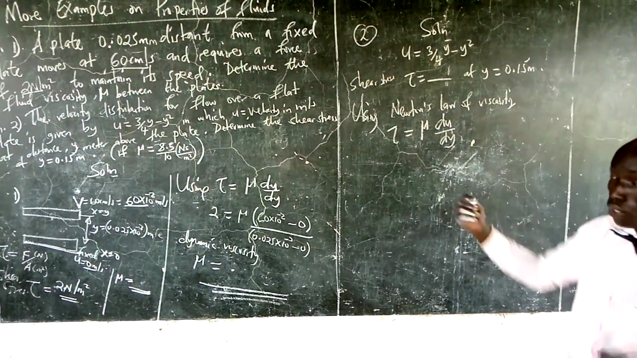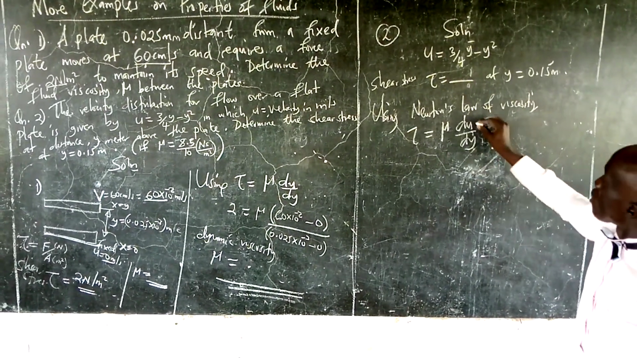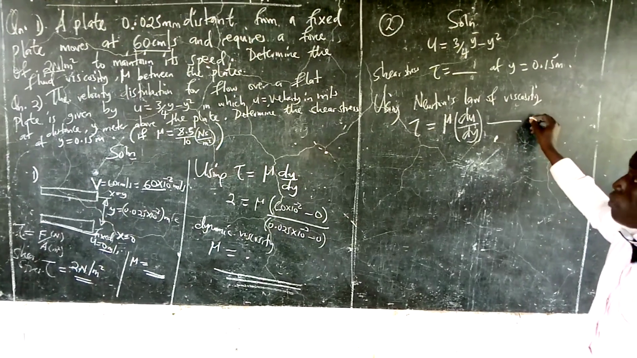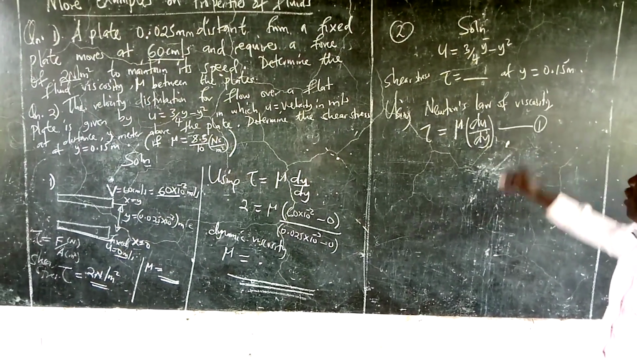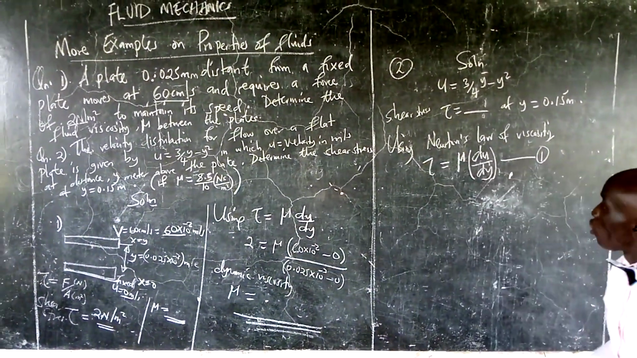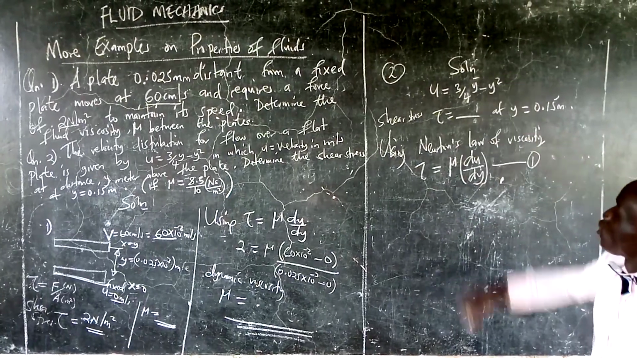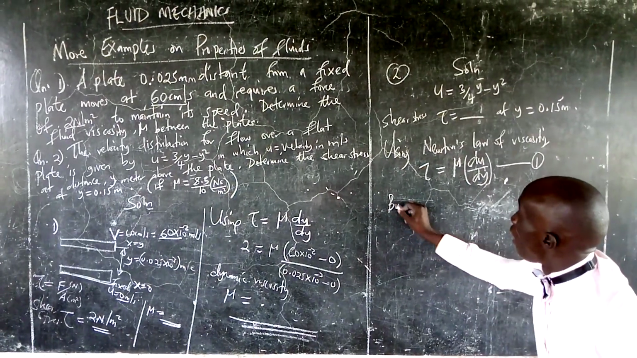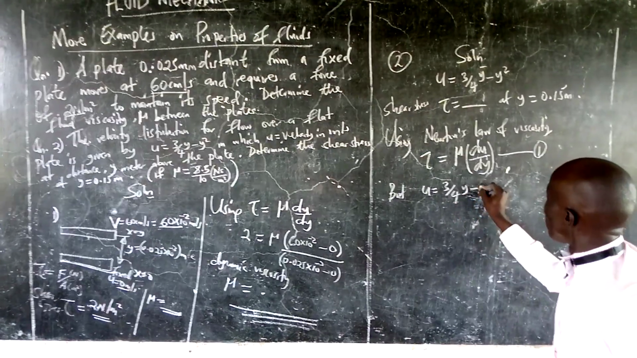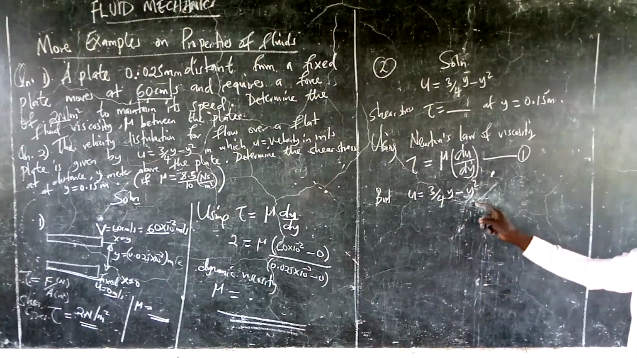So what is tau? We don't know. What is du dy? We don't know. So we can call it equation 1. But mu, the constant I've given, is 8.5 divided by 10. So du dy we can get by differentiating this equation here. u is the same as 3 over 4 y minus y squared. When you differentiate this equation, you can get this.